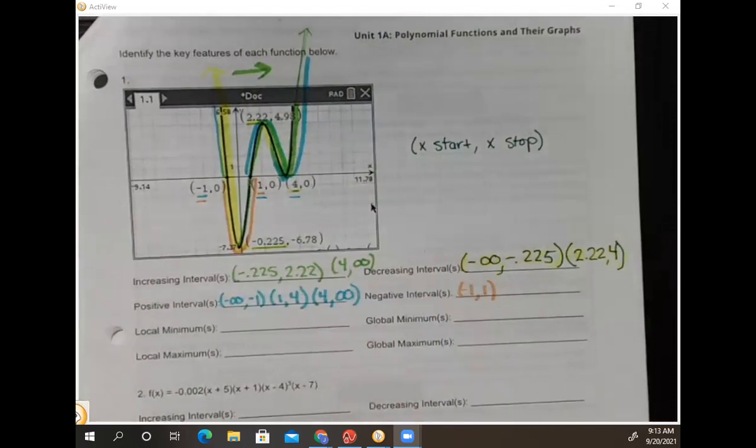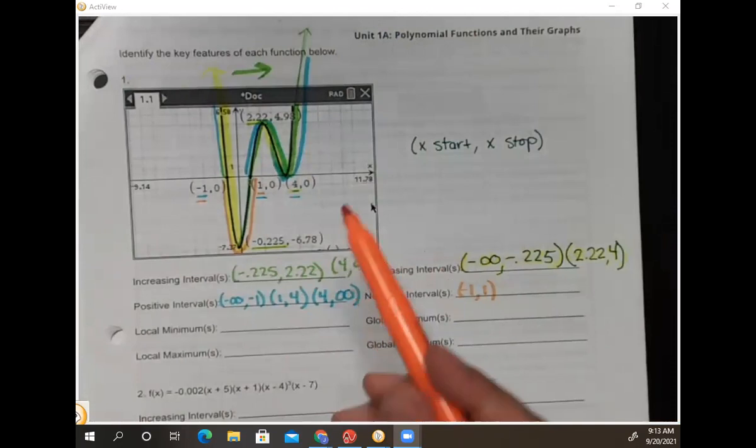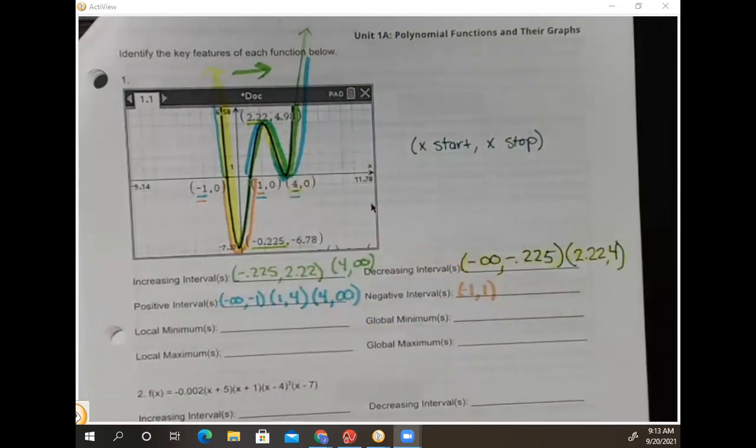That can be a tricky thing about positive versus negative intervals. Even if I don't go below the x-axis, I still have to stop the interval at the x-axis because it's not above or below. It's sort of a neutral zone. So I have to stop the interval there. Questions for me so far?